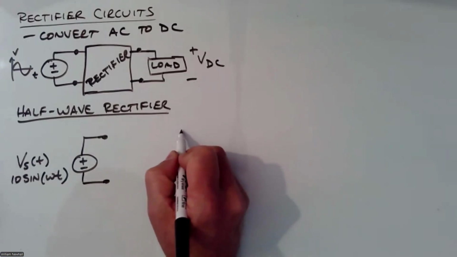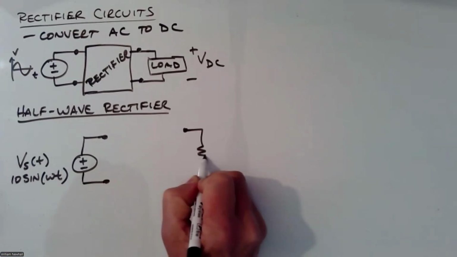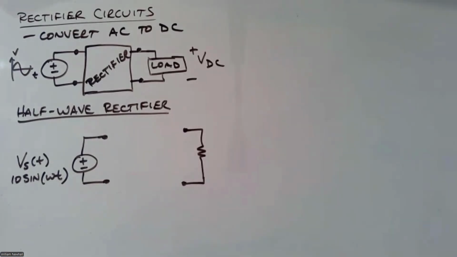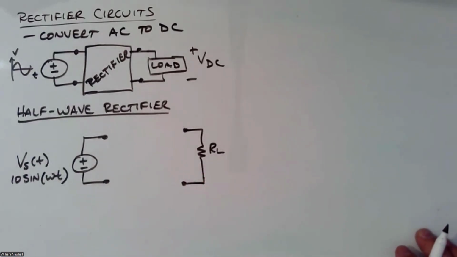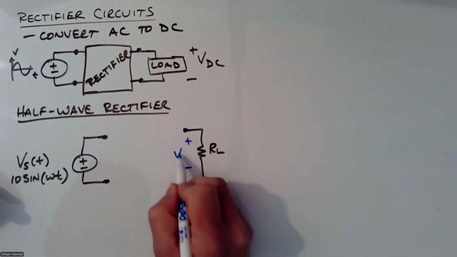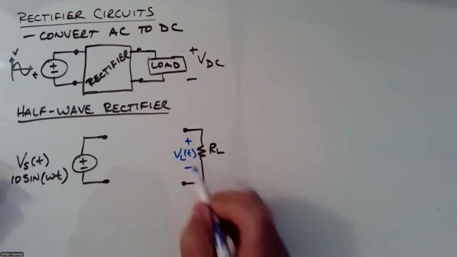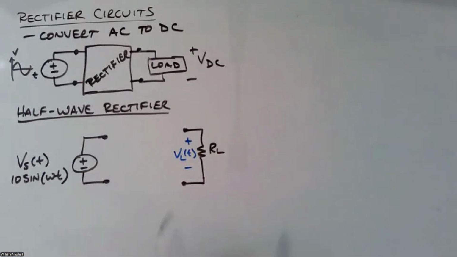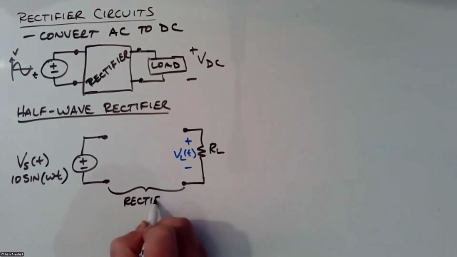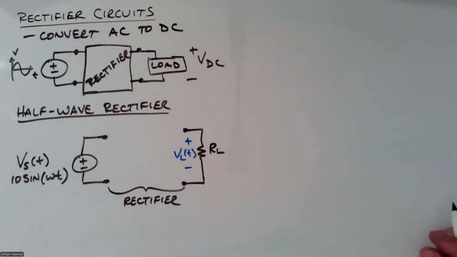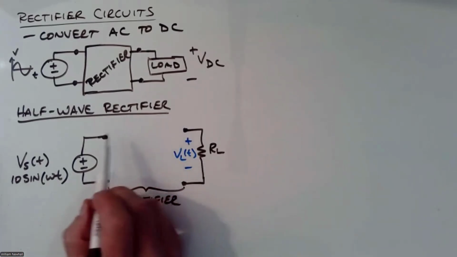And then I have a load over here. Let's make that load a resistor. So this is R sub L, and there's some voltage V sub L of t across that resistor. And in between, this is going to be the rectifier. So let's build this up incrementally.